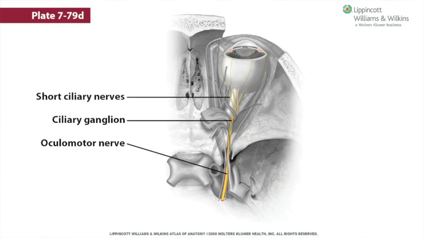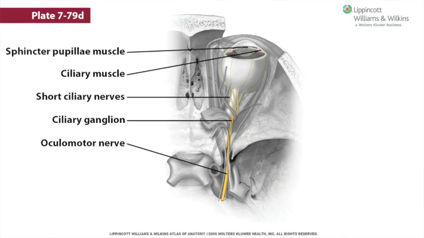The postsynaptic parasympathetics innervate the ciliary body, which reduces tension on the lens when it contracts, making the lens more convex and thus accommodating it for near vision. The parasympathetics also innervate the constrictor pupillae muscle, which constricts the pupil.